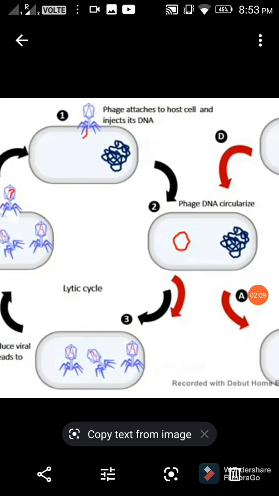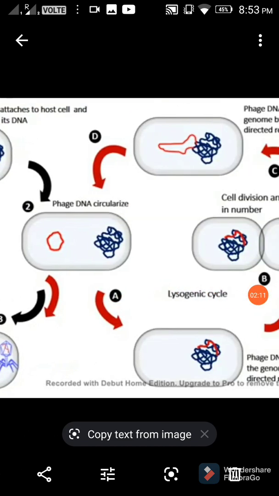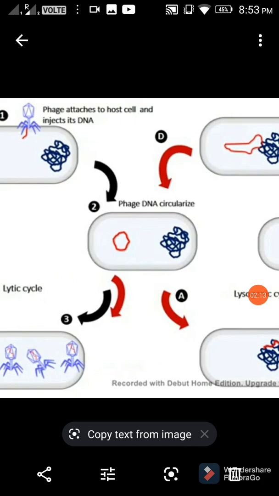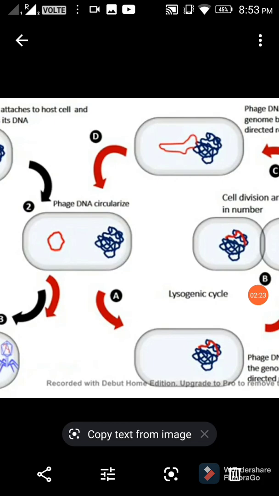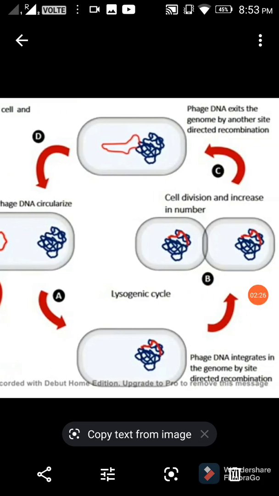However, under certain favorable conditions, as you can see here, when the phage attaches to the host cell and injects its DNA, the second thing that happens is that the phage DNA circularizes. What will happen when it enters the lysogenic cycle? Just take a look at this one in red. In figure A, you can see the phage DNA will integrate itself into the host cell chromosome, the one in blue and the one in red.